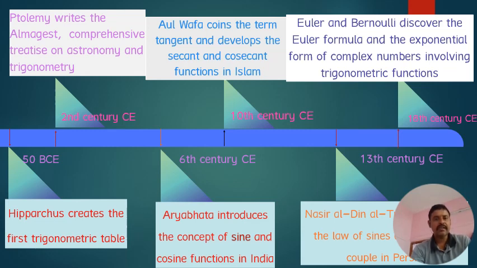In the 10th century CE, Al-Wafa coined the term tangent and also the secant and cosecant functions in Islam. Then in the 13th century CE, the same work was done by Nasir al-Din al-Tusi in Persia. And in the 18th century CE, Euler and Bernoulli discovered the Euler formula and the exponential form of complex numbers involving trigonometric functions. So this is just a brief timeline or history of trigonometry.